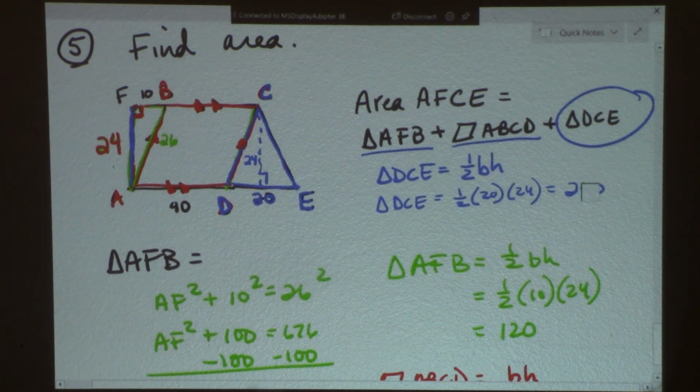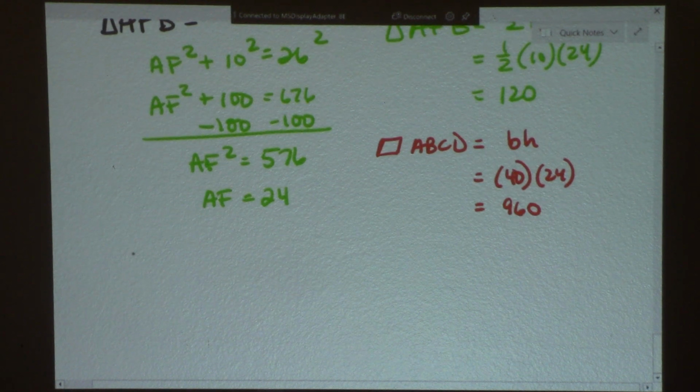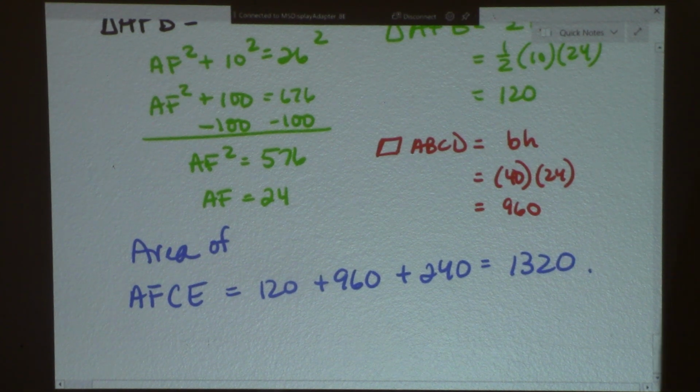Okay, so now I'm going to add it all up. So my figure AFCE, the area is going to be 120 plus 960 plus 240, and I add those all together and I get 1320.